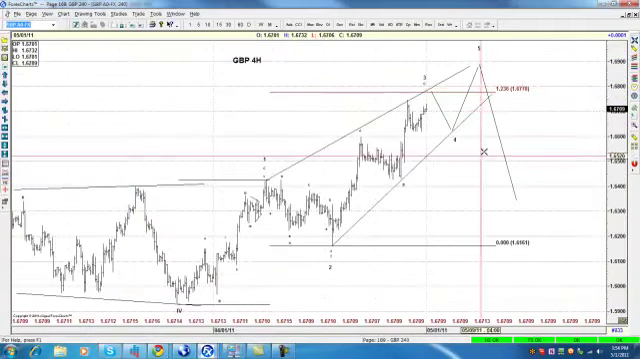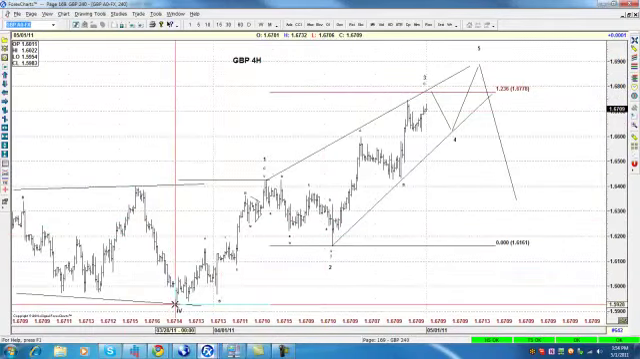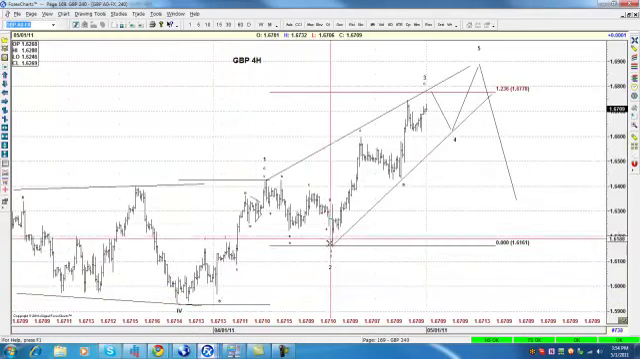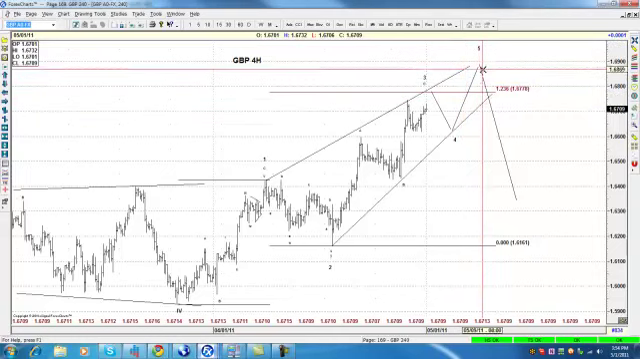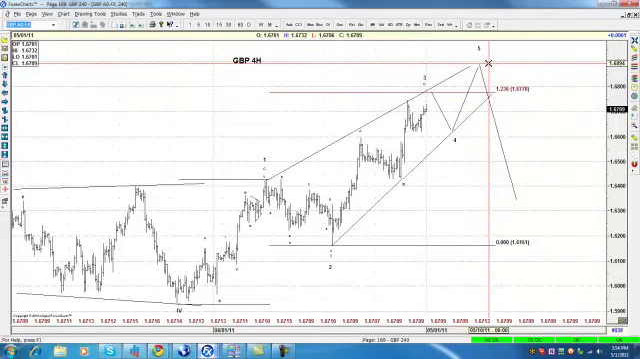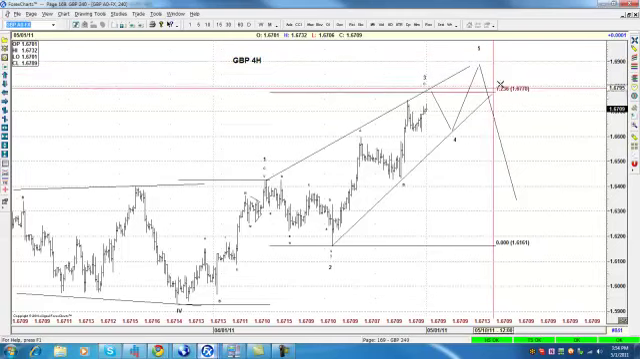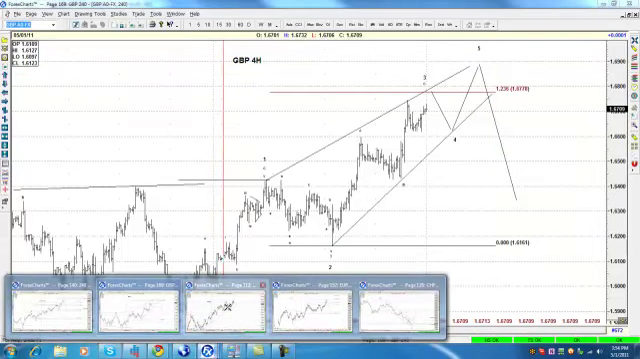This is the pound. The pound is showing something similar, where we have 1, 2, 3, 4, and a 5. So still we believe that around 168.80, 170 is going to be tradable in the pound. Alright guys, now let's move on to more pairs.